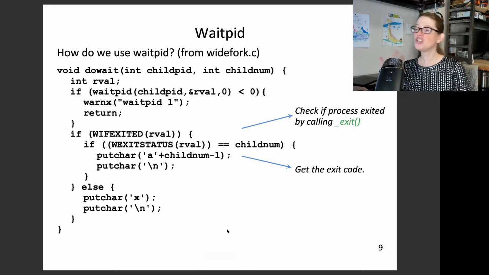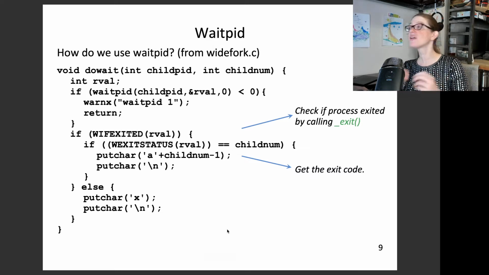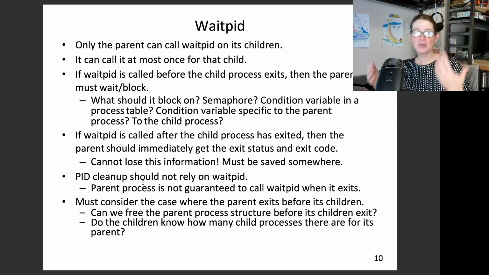If, however, you call wait PID on your child and your child is still alive, then the calling process is going to block. And then when the child process terminates, the blocked process should wake back up, grab the exit status and exit code, and return from wait PID. So this gives us the ability to wait, which means that you can see why exit is involved, because exit is giving us the exit code and the exit status.